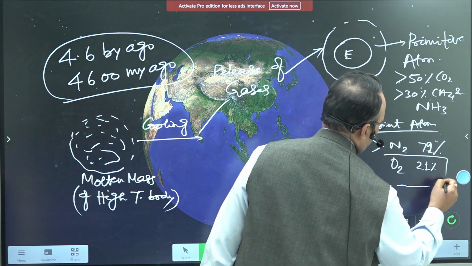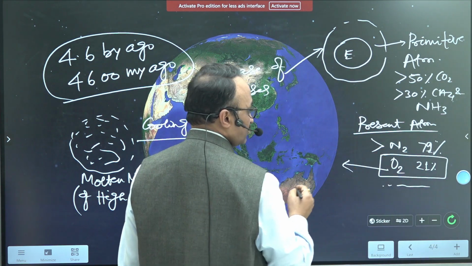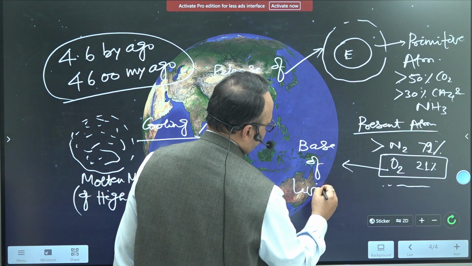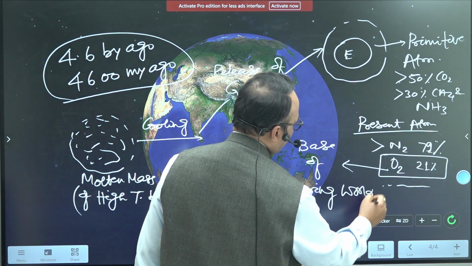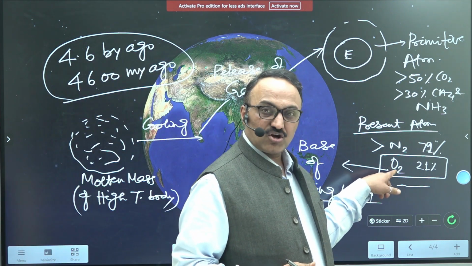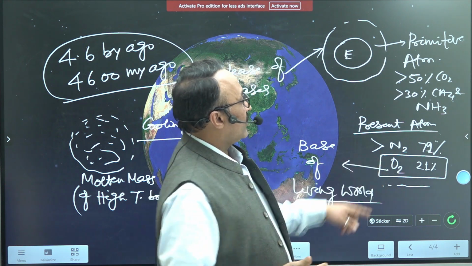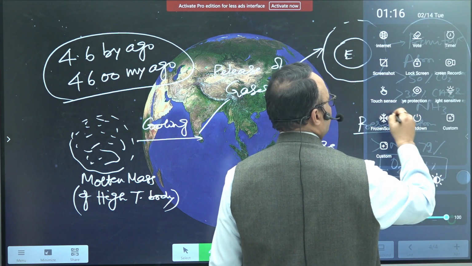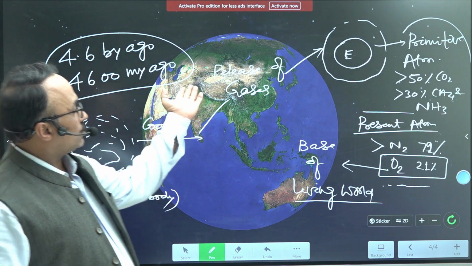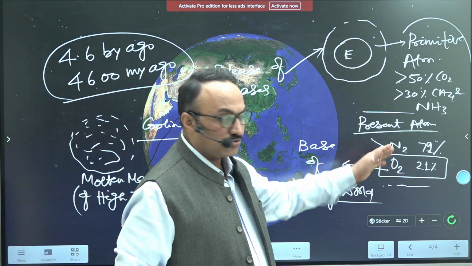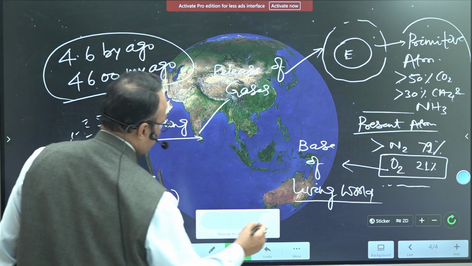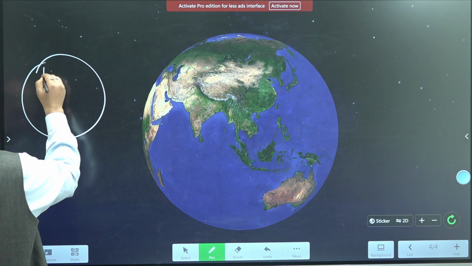Our oxygen envelope in the present atmosphere is the base of the living world. Millions of plant and animal species are surviving over the planet Earth because of this oxygen. And this oxygen was completely absent in our primitive atmosphere. So now the question arises, how did the initial atmosphere gradually evolve into the present atmosphere? Now one by one we will go through. So this is the primitive atmosphere.